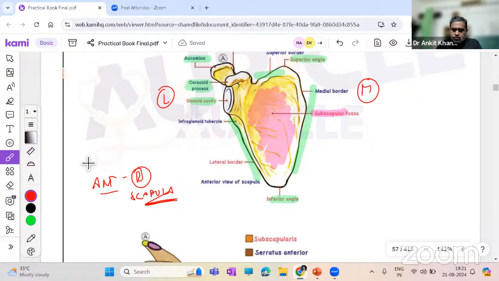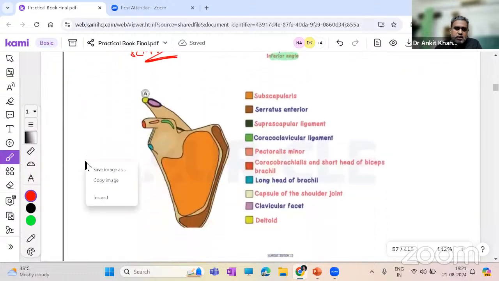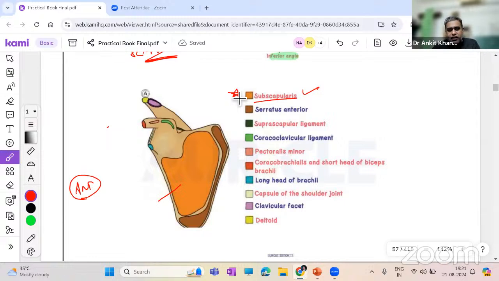Okay. Let us see more. These are the few muscle attachments again of the anterior view. We are looking at an anterior view. I hope you are now very much clear of the anterior view. This huge muscle is the subscapularis. This is a very, very important muscle. I am putting a star mark over here.